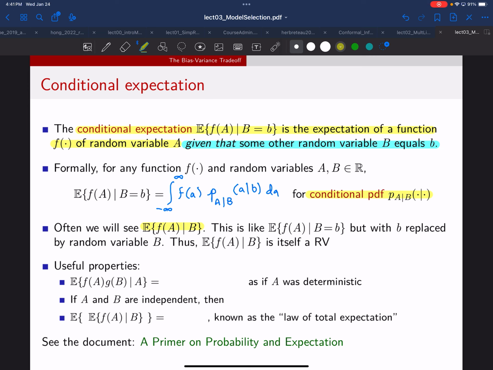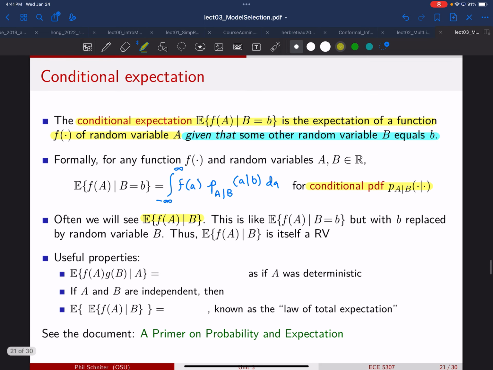And let's talk about 3 useful properties that we'll see. If you have some functions, f of a and g of b, inside this conditional expectation, what you can do is, for the purpose of this expectation, you can treat this random variable as if it was deterministic. So wherever you see a inside here, pretend for a moment that it's deterministic. If this is deterministic, we know from the linearity property, we can just pull it out of the expectation. So that is how you can deal with this.